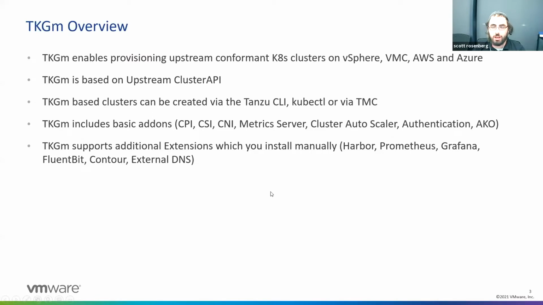But TKGm also supports additional extensions. These are installed manually, and these include Harbor, Prometheus, Grafana, FluentBit, Contour, and external DNS today. All of these extensions are installed manually. How it was done changed drastically in 1.4, but in the end, it's creating values files and applying them in a specific order, and you can pick and choose which of these you would like to install.